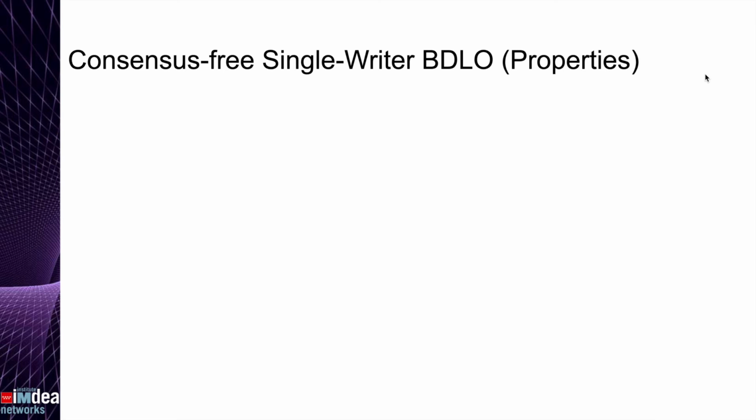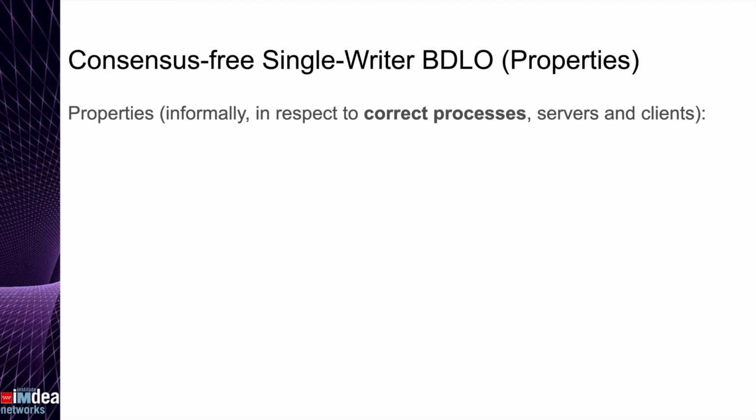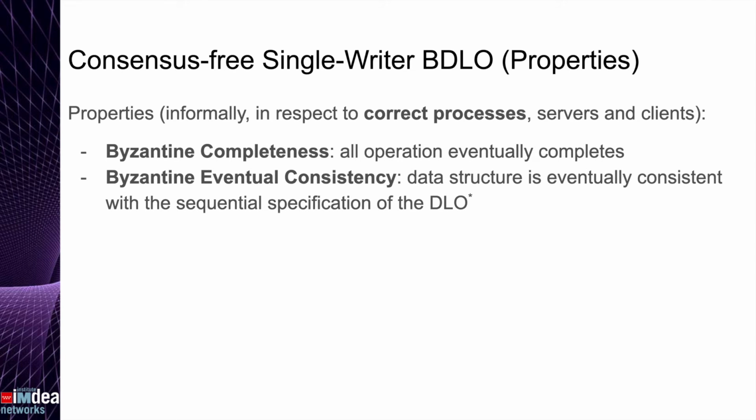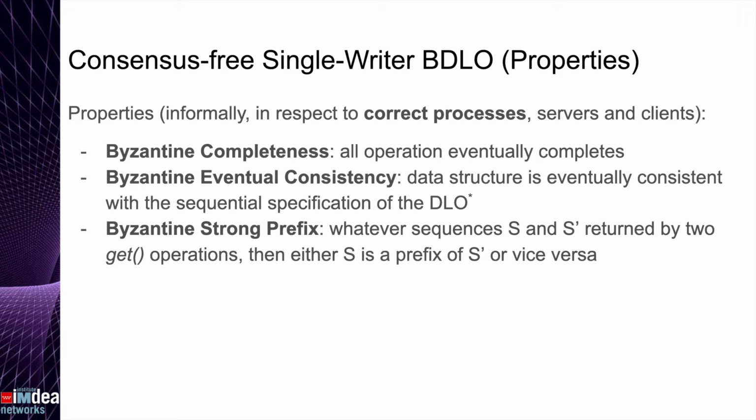Let's make a small step over and think if we can use the BDSO to implement a data structure with slightly stronger guarantees. Suppose that we do want to have ordering among elements, but elements can be issued only by a single writer. This is very similar to the cryptocurrency case in which only the coin holder can spend his own money. We can take the same properties of the DSO, match them to the DLO sequential specification, and add the Byzantine strong prefix guarantee to consider the total order property among elements.